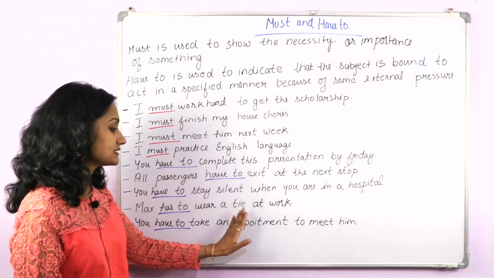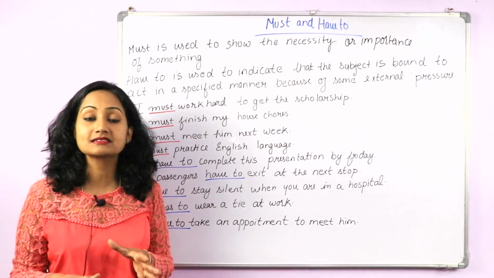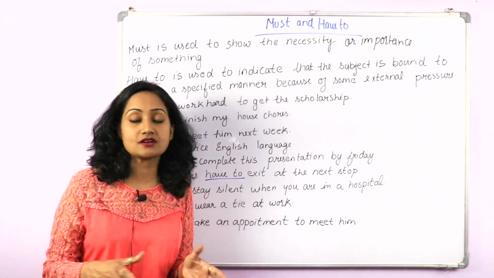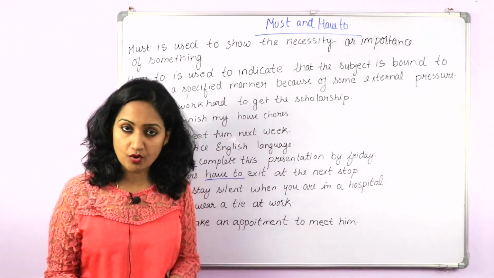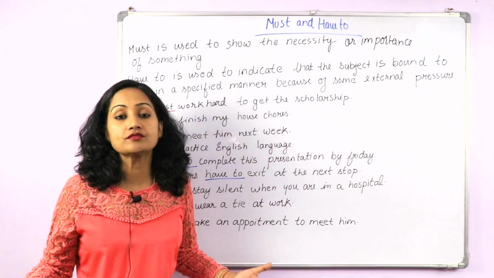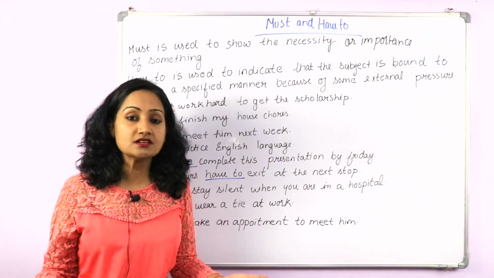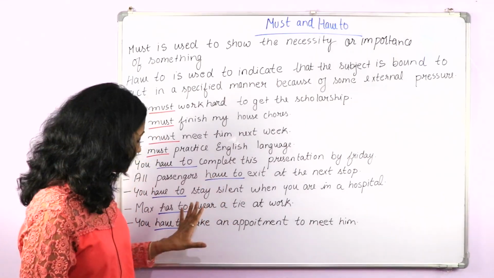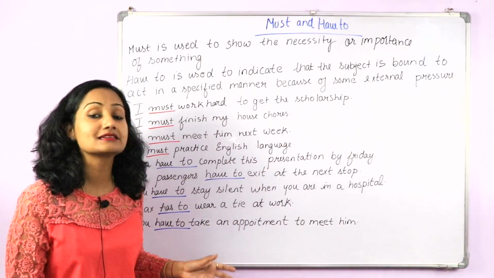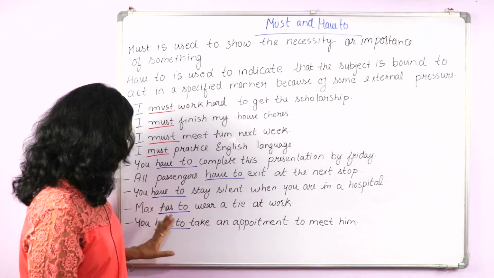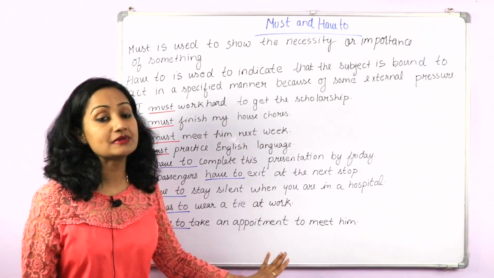Max has to wear a tie at work. So here Max is forced to act according to some external power. That can be the rule of the office or the seniors, etc. So again, this is a compulsion. It's an external obligation. You have to take an appointment to meet him.